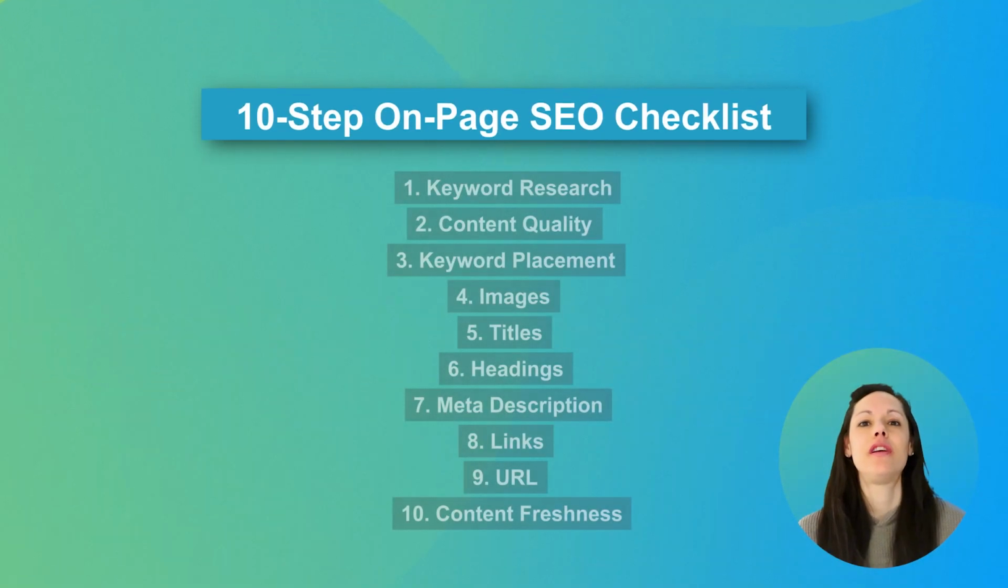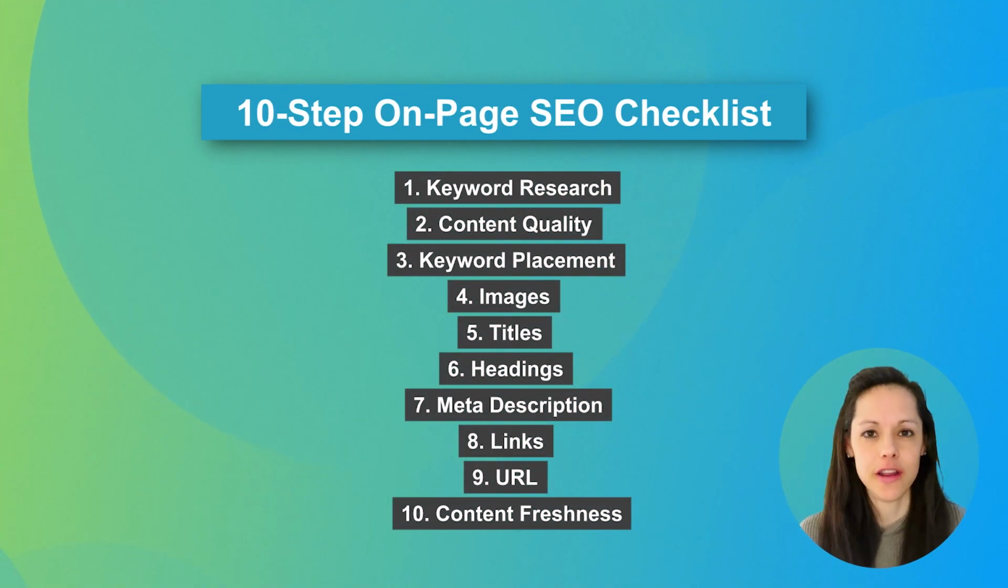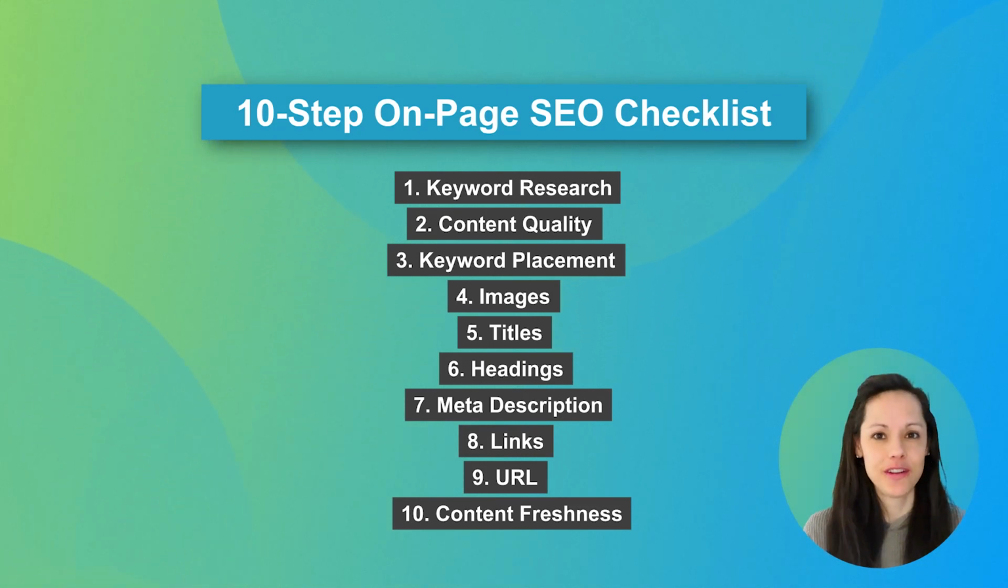Let's finish off with a recap. We have keyword targeting, content quality, keyword placement, images, titles, headings, meta description, URL, links, and then finally, content freshness.